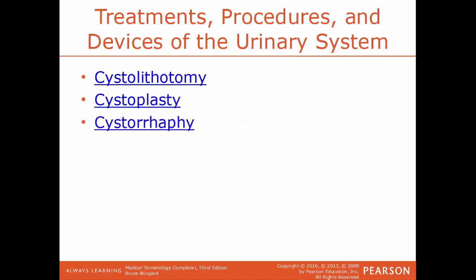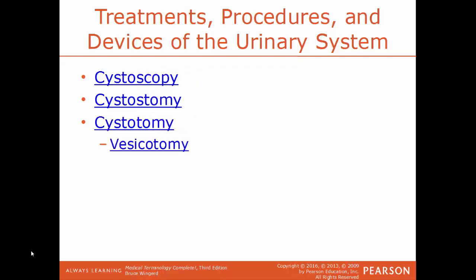Cystolithotomy. This is the process of cutting into the urinary bladder in order to remove a stone in the urinary bladder, or stones, plural. Cystoplasty, the surgical repair of the urinary bladder. Then whenever you have that, that will lead you to our next term here, cystorrhaphy, which is putting sutures within the urinary bladder. Cystoscopy will be a visual examination of the bladder.